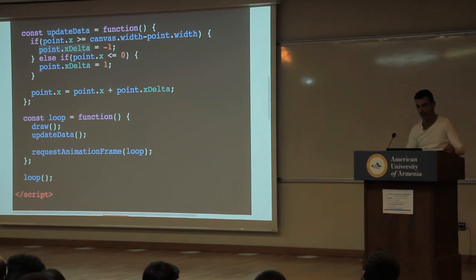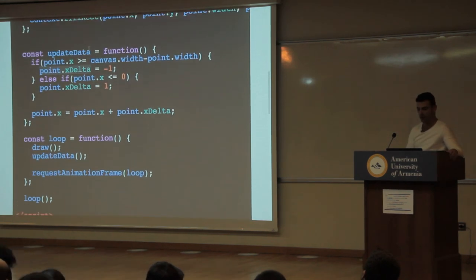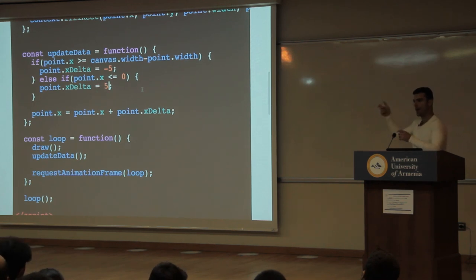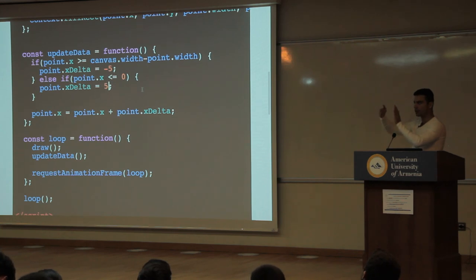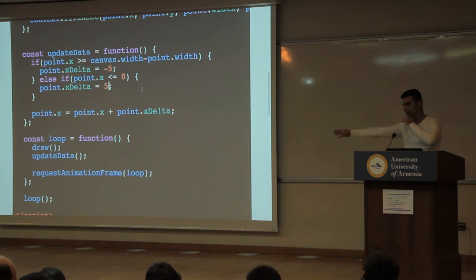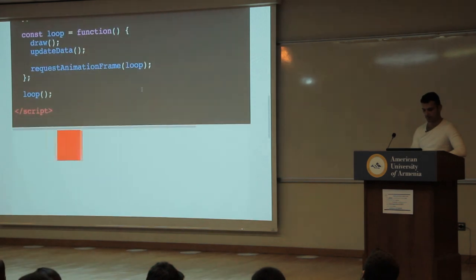Why am I generating 0? Imagine if instead of changing it by 1, we changed it by 5. Now it's possible that it could go past it. You're right, if it starts at 0, you're okay. But actually at 300, it's divisible by 5. But imagine if the canvas width was 394. Then the 5 would go past it and you would lose it. Understand? Okay.